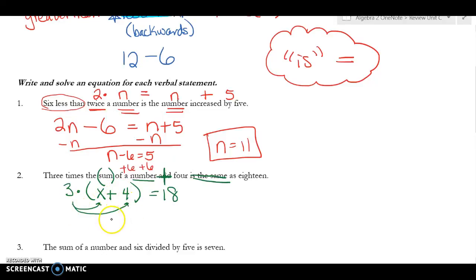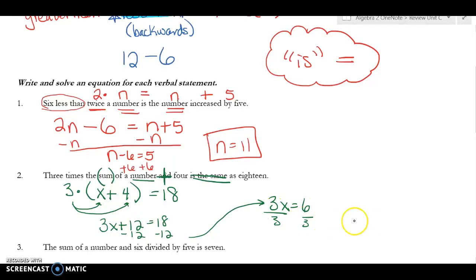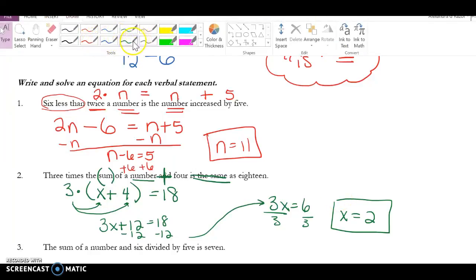And so what I get for this problem is 3x plus 12 equals 18. I subtract 12 on both sides, and I get 3x is 6. So I divide by 3, and x is 2.